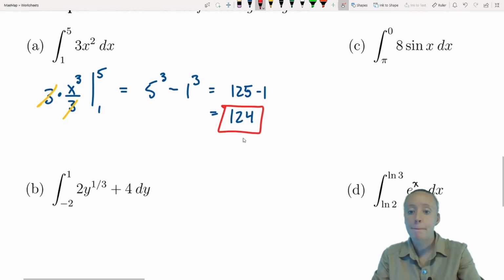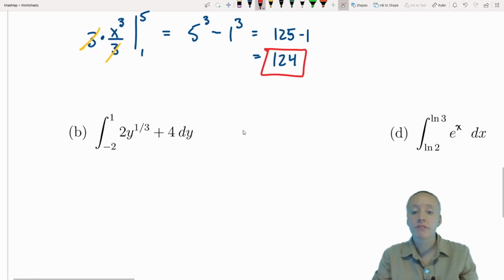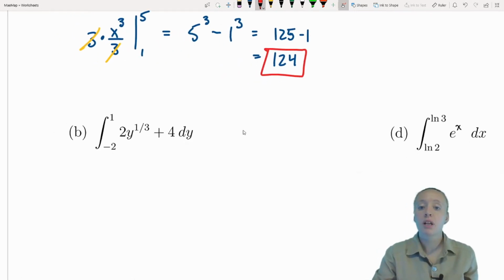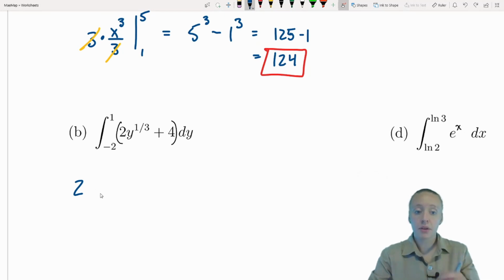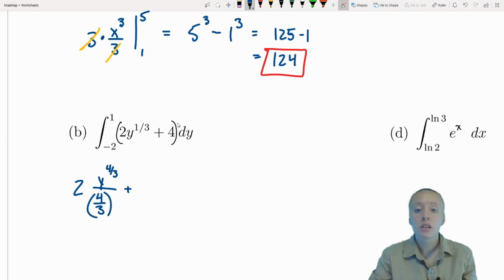Let's move on to part B. In part B, we have the integral of 2y to the 1/3 plus 4 dy. So this I'm integrating with respect to y. So I can use the sum rule and split this up and individually integrate each of my terms. Integrating the first term by pulling that 2 out in front, y to the 1/3, I'm going to add 1 to that exponent, so that's going to be y to the 1/3 plus 3/3 becomes 4/3, and then I'll divide by that new exponent of 4/3. And then I'm going to add that, integrating 4, that becomes a 4y.